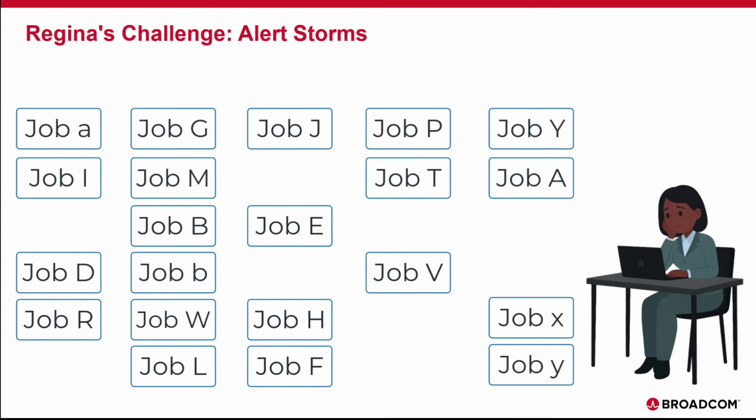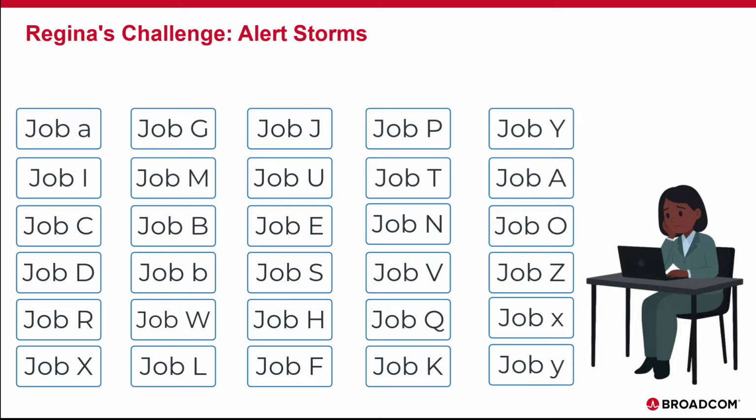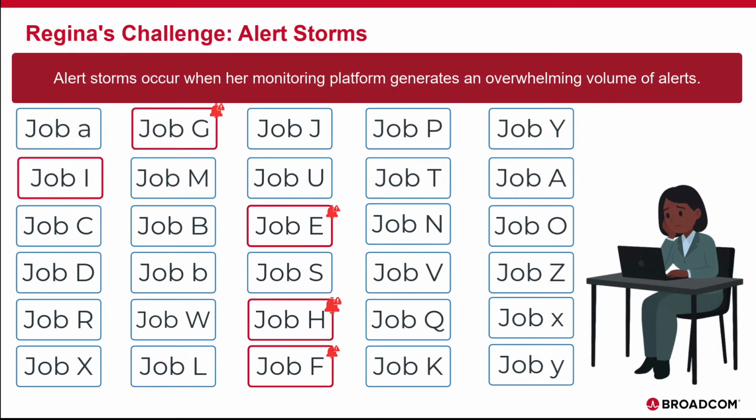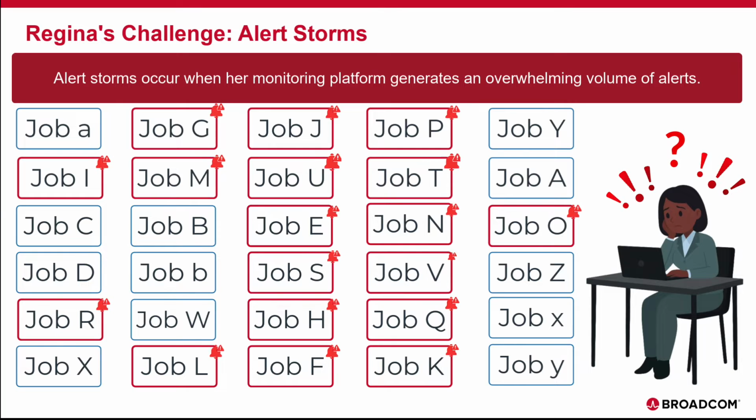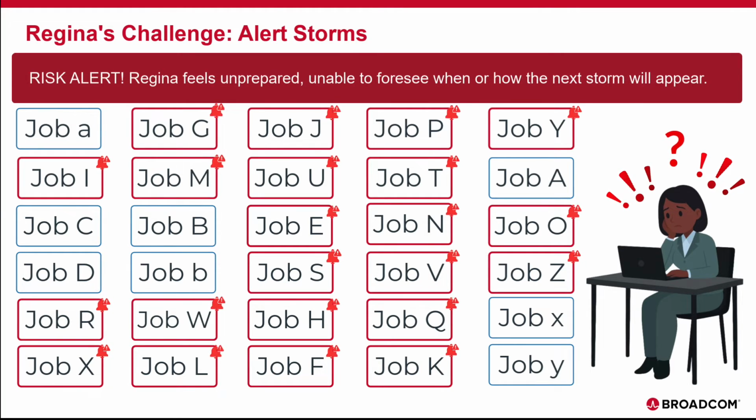Regina has to keep an eye on numerous automated jobs. When something goes wrong, she gets a flood of alerts. It's like a storm of job failures. Regina feels unprepared because she does not know how to locate and foresee an oncoming alert storm.